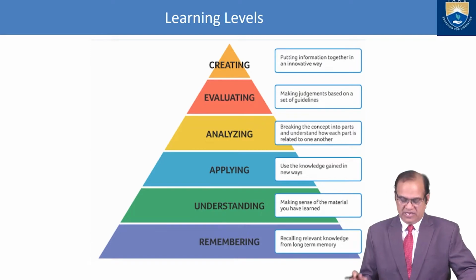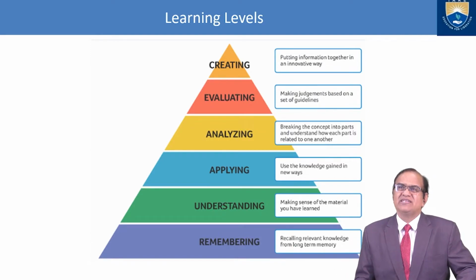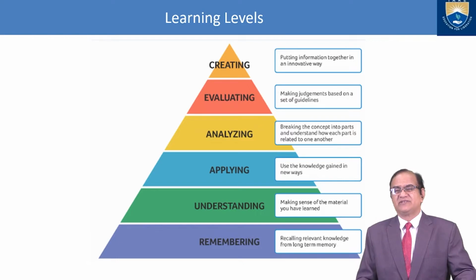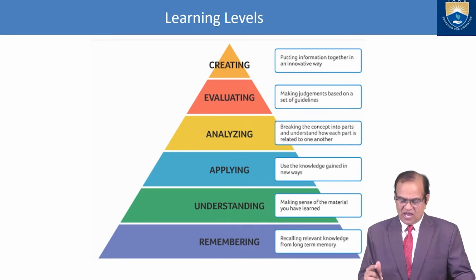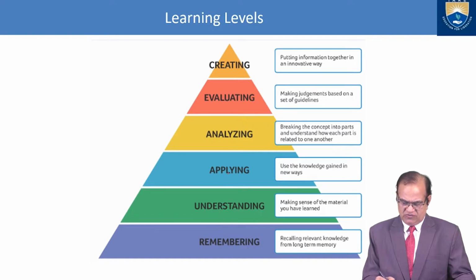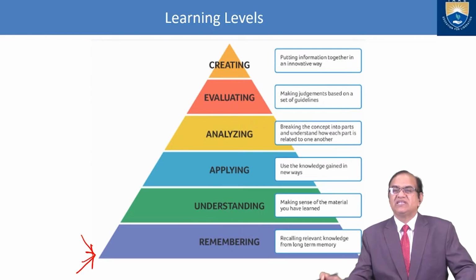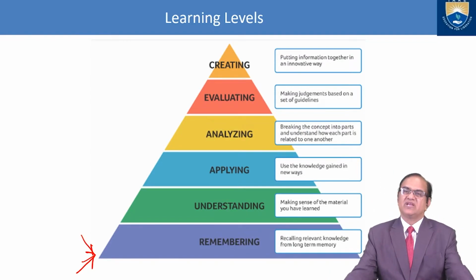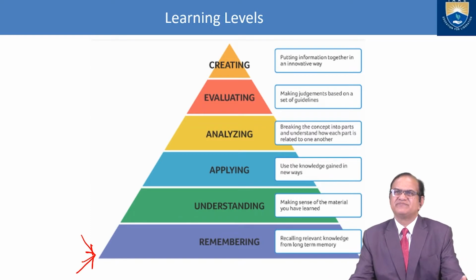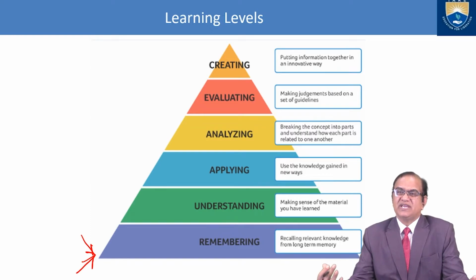So you can see these learning levels. Every student has to go through all of these, 1, 2, 3, 4, 5 and 6. The last one at the bottom is the remembering level. This is the least degree of knowledge.